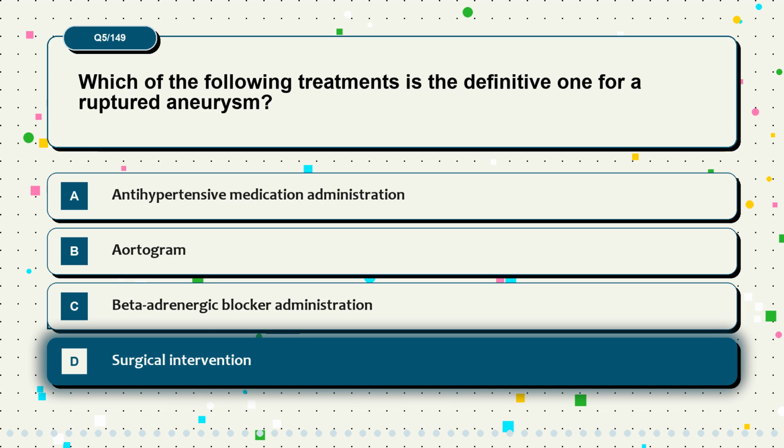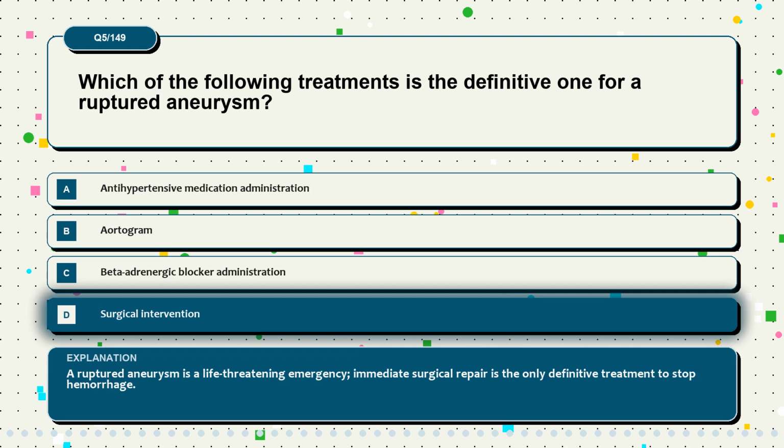The correct answer is option D, surgical intervention. A ruptured aneurysm is a life-threatening emergency. Immediate surgical repair is the only definitive treatment to stop hemorrhage.